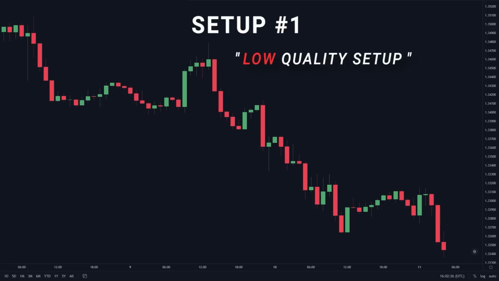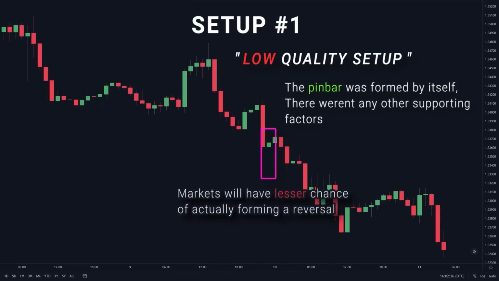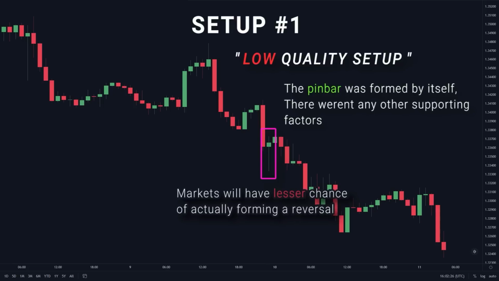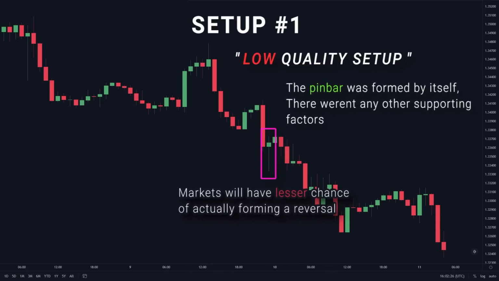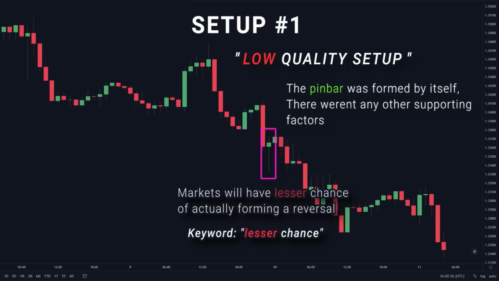So the reason I refer to setup number 1 as a low-quality setup is because the pin bar was formed by itself. There weren't any other supporting factors, meaning that markets will have lesser chance of actually forming a reversal, because a single candlestick pattern alone is not a strong enough signal. But remember, the key word here is lesser chance. A reversal can still happen, but the chances of it is lower.